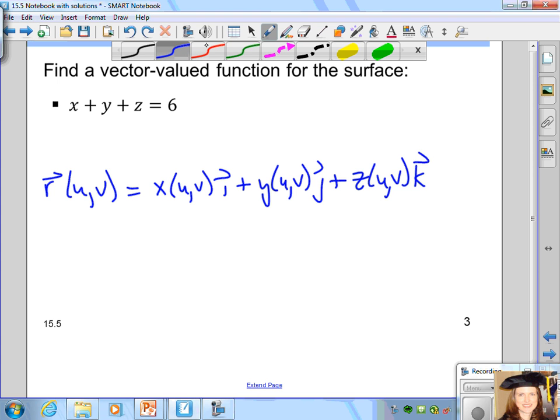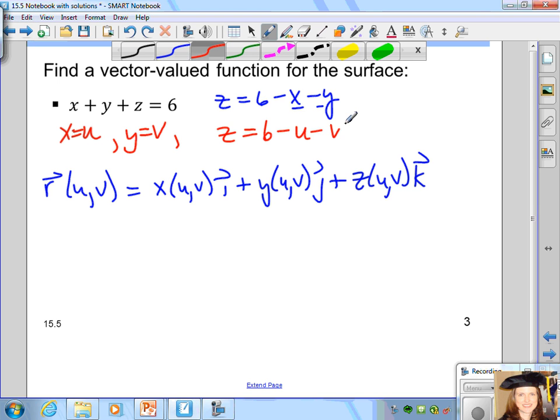There are many ways of doing this, but one way is by introducing those parameters u and v. You can let x equal u, you can let y equal v, and then you can solve for z and make the substitutions. If x plus y plus z equals 6 and you solve for z, z equals 6 minus x minus y. And if you've introduced the parameters u and v, you can then make those substitutions to get z equals 6 minus u minus v.